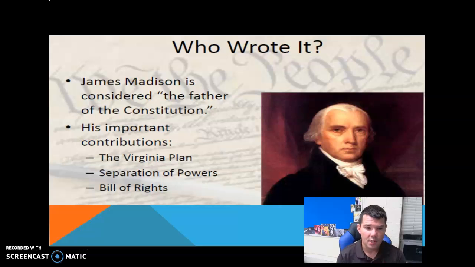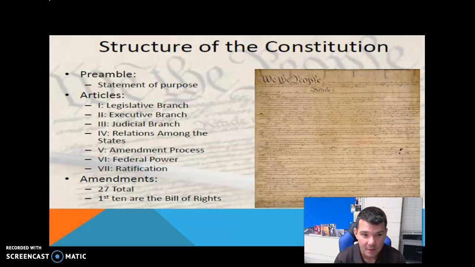So some of his important contributions throughout the Constitution or throughout his life was the Virginia Plan, which basically is the large state, small state debate, which for our conversation really isn't important. You'll learn more about that in government. Then you have the separation of powers that I already talked about, and something called the Bill of Rights, which we'll get more into later on, as well as tomorrow when you guys come into class.